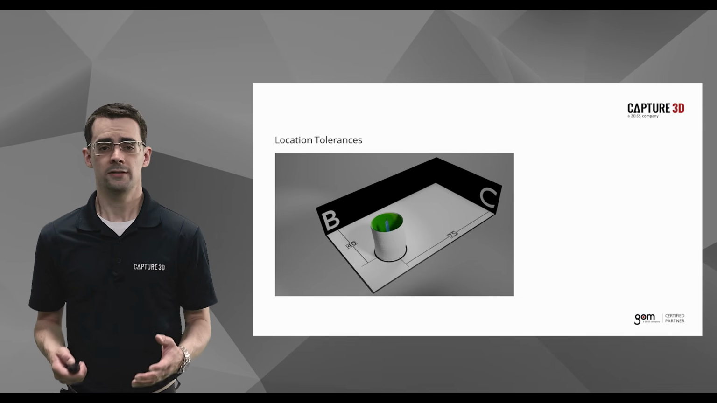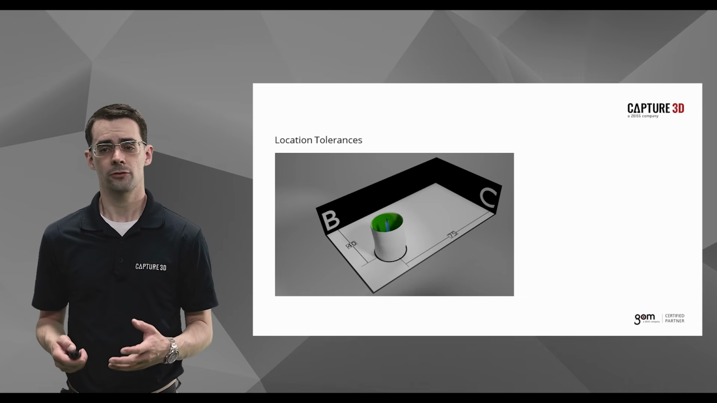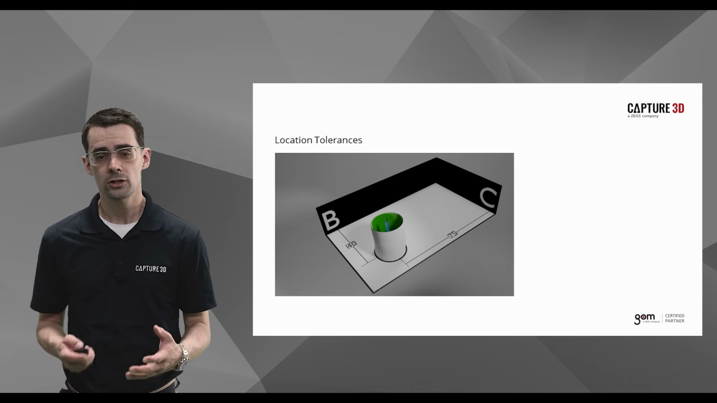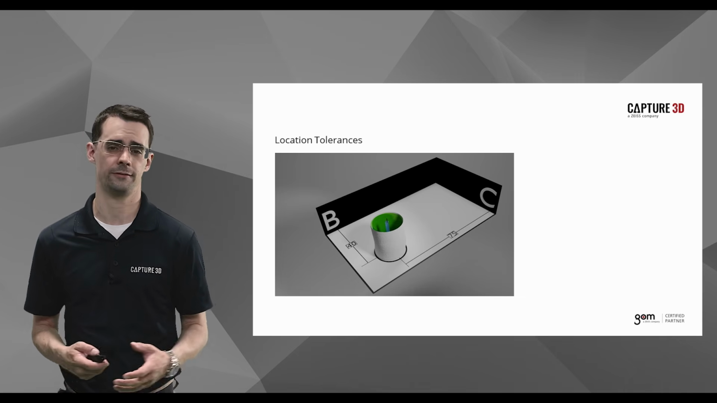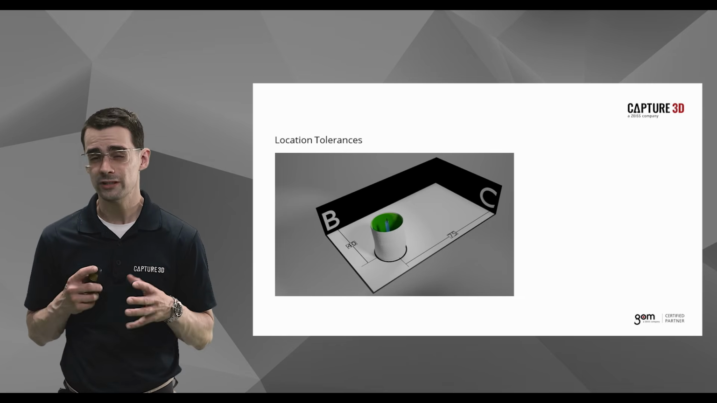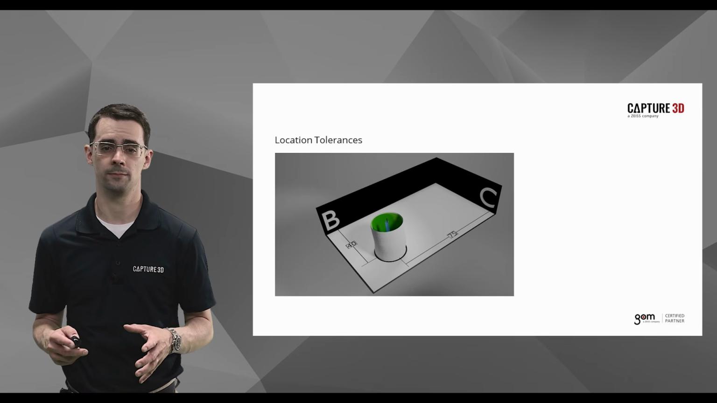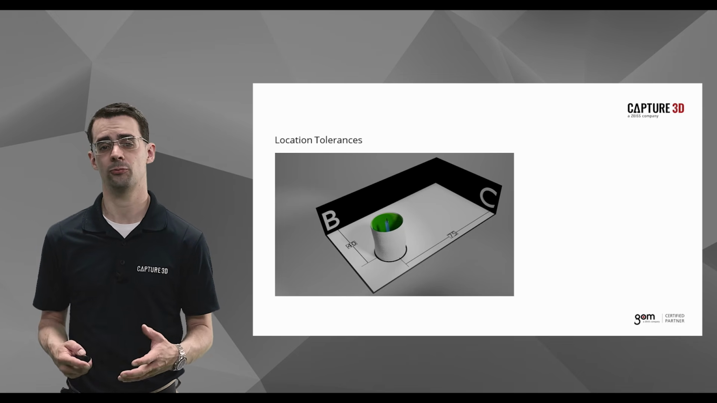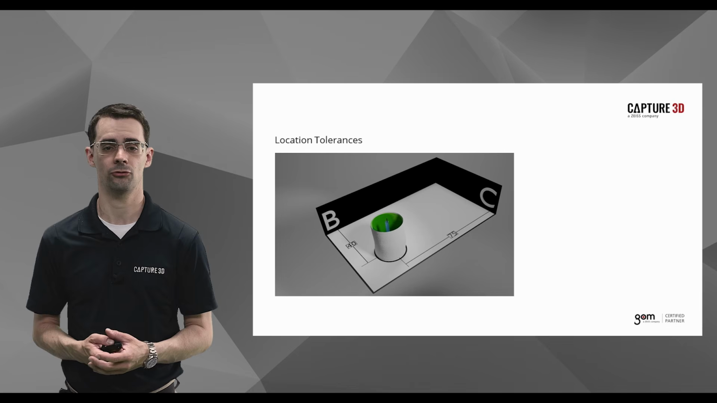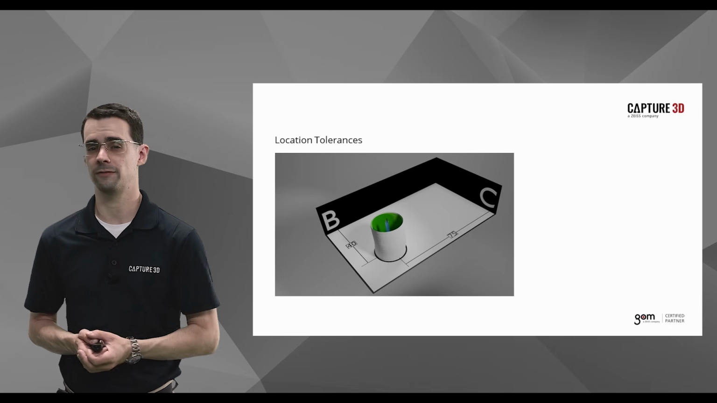Continuing along on our journey to dimension our gray block, we need to make sure that the hole is in the correct place. Location tolerances will allow us to do this. Please note that in the most recent GD&T standard, concentricity and symmetry have been removed. This leaves only position and surface profile to control location of features. We'll be covering surface profile in a later section.